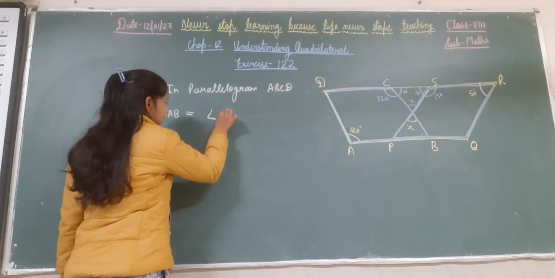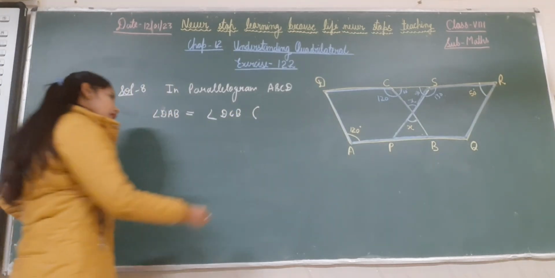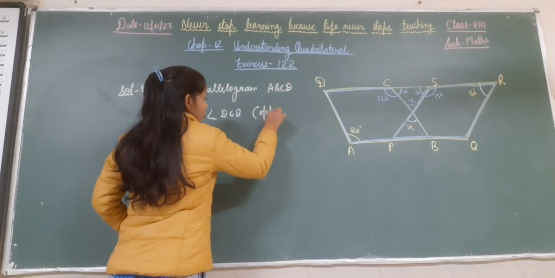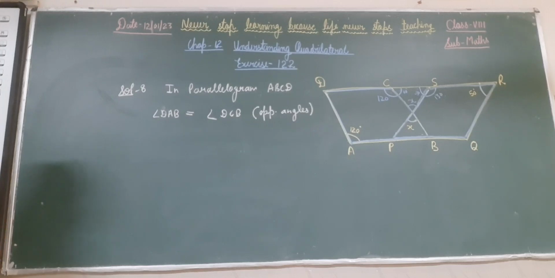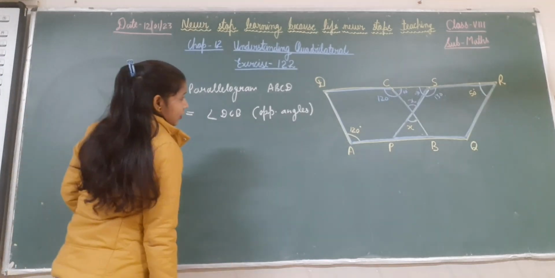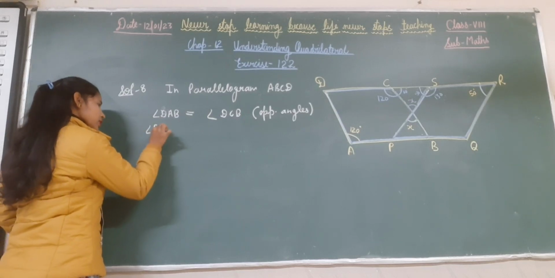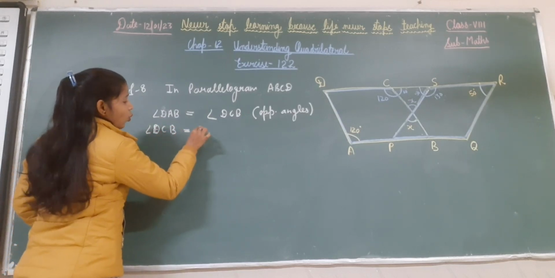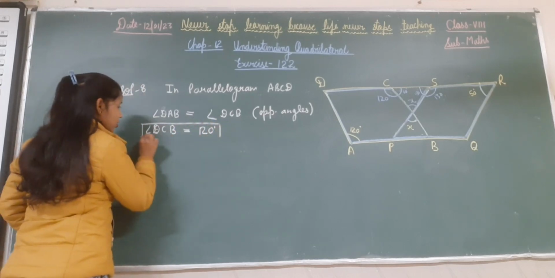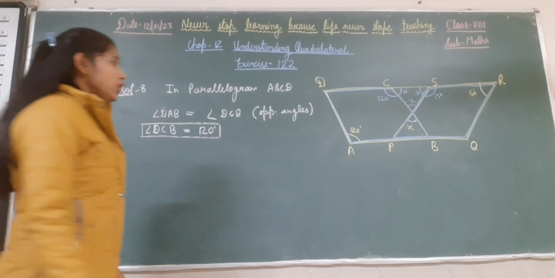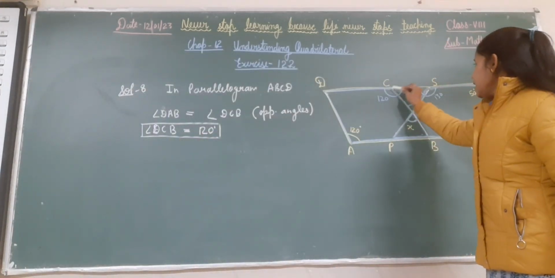Angle DCB. Why are these two angles equal? Opposite angles are equal. So write down: opposite angles are equal in a parallelogram. Now that means the value of angle DCB is equal to 120 degree. Right class? Right? Now we know that angle DCB plus BCS.